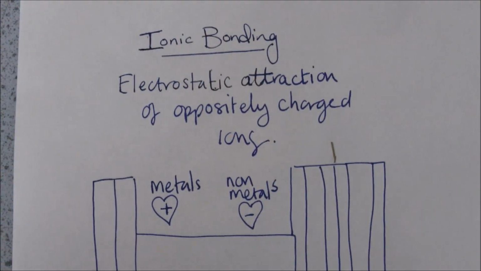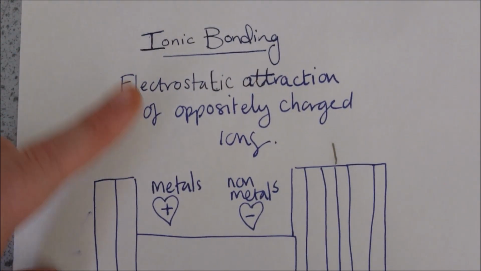Ionic bonding, you need to know the definition, and people always get it wrong. It's the electrostatic attraction of oppositely charged ions. Learn that sentence. The electrostatic attraction of oppositely charged ions. Oppositely charged ions are positive and negative. Electrostatic attraction is the opposites attracting. Okay, so as I said, ionic bonding is the electrostatic attraction of oppositely charged ions.